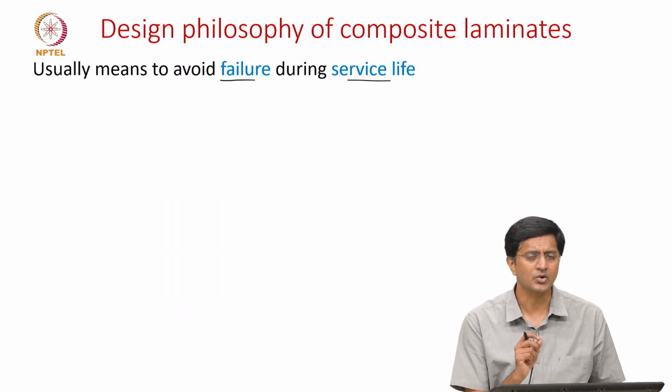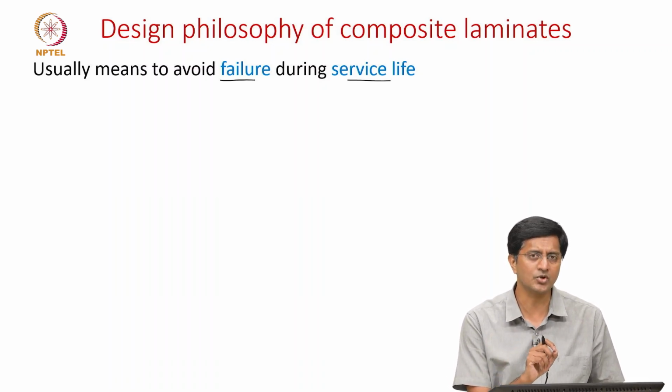But here the question is, what do we mean by failure? Because failure can differ based on which application or which component we are looking at. Most often for metals, whenever we talk about failure, it is mostly yielding, because metals show plastic behavior. When something yields, there is a change in shape and size which is abnormal, and therefore the operations can be compromised.